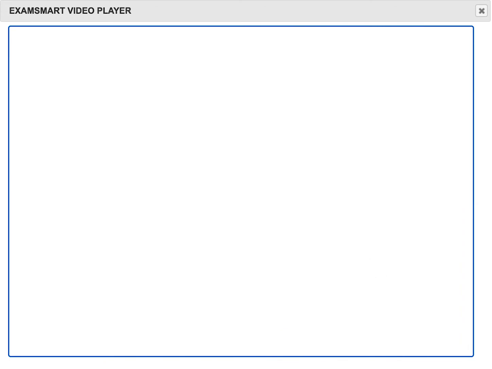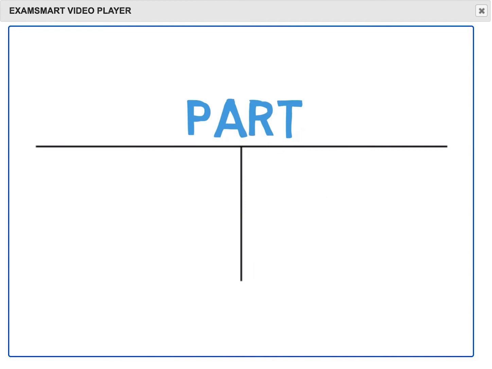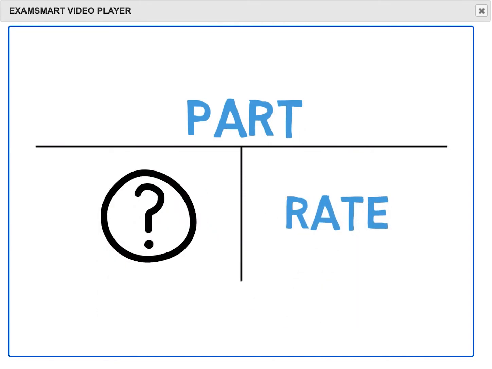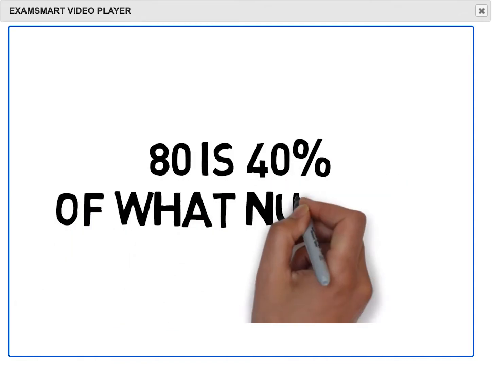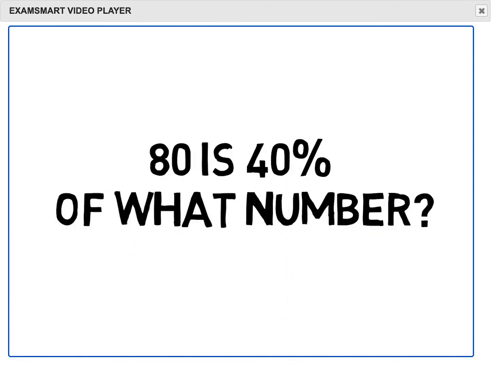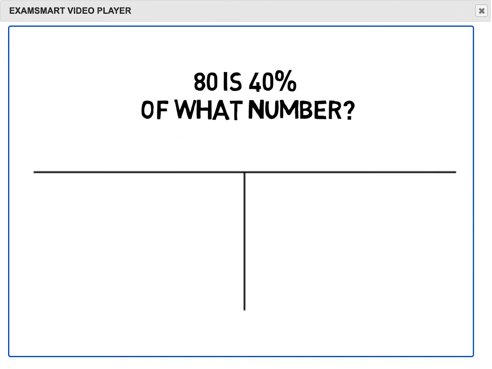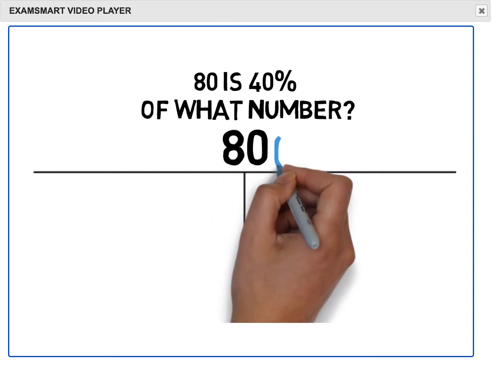Our last illustration is where in a math problem they might give you the part and the rate and ask for the whole. In this case, our two known variables are separated by our horizontal line, which tells us to divide. So we'll take the top and divide by the bottom, part divided by rate. The question might be, 80 is 40% of what number? In this case, 80 is a smaller part of a larger number. What is that larger number? So 80 would be the part and goes up on top.